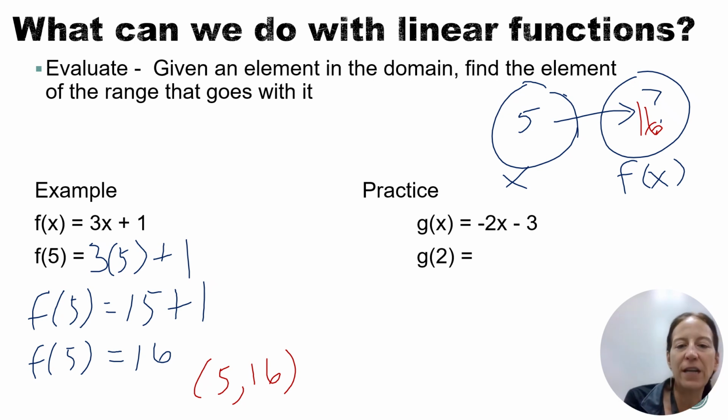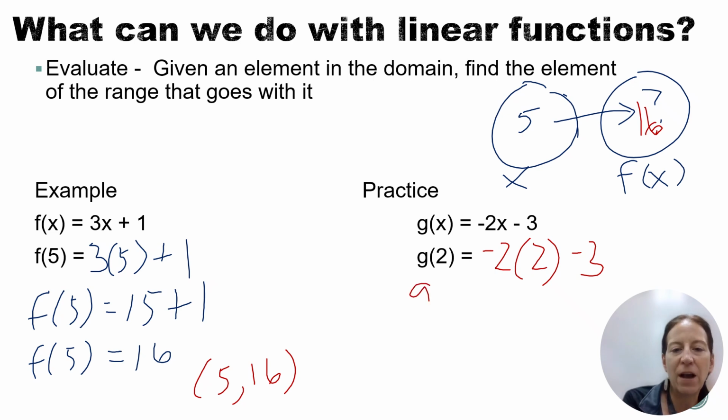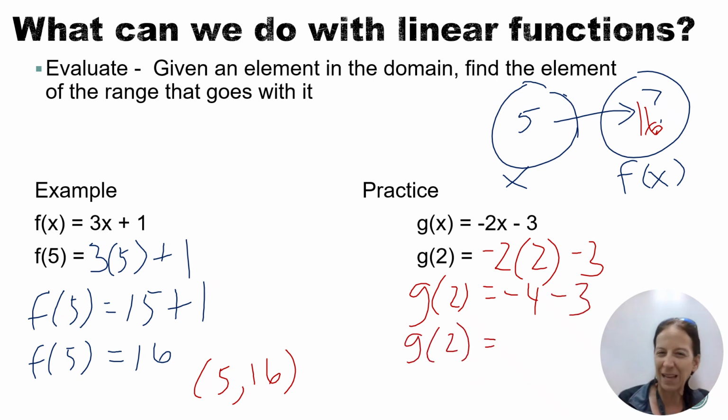Okay, so let's see what you did. We have -2. We've got 2 in the domain, and we want to find out what that maps to. So we're going to do -2 times 2, which is -4. And then be careful with this. This is -4 plus -3. So you're to the left on the number line, and the -3 means you're going to go 3 more to the left, which is going to land you at -7.